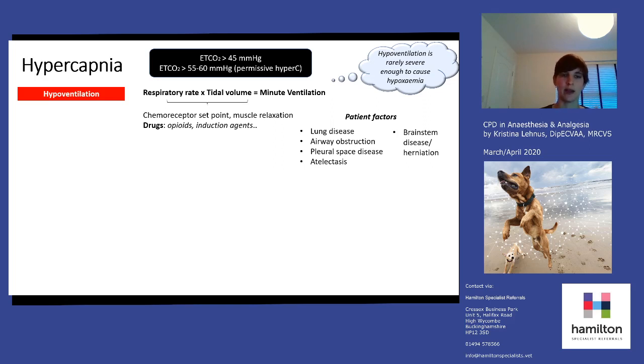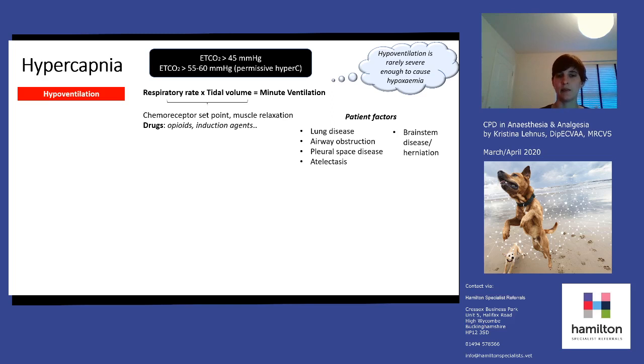So hypercapnia can be caused by hypoventilation. The minute ventilation is determined by the respiratory rate and the tidal volume. If either one of those drops, then you're going to get a reduction in minute ventilation and ultimately hypoventilation. So the most common culprit under anesthesia is our drugs, such as opioids or induction agents, either through their chemoreceptor resetting or through muscle relaxation or both.